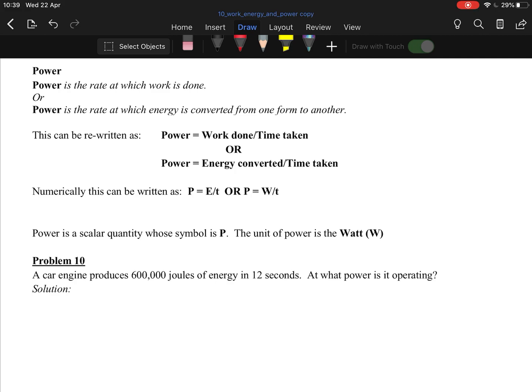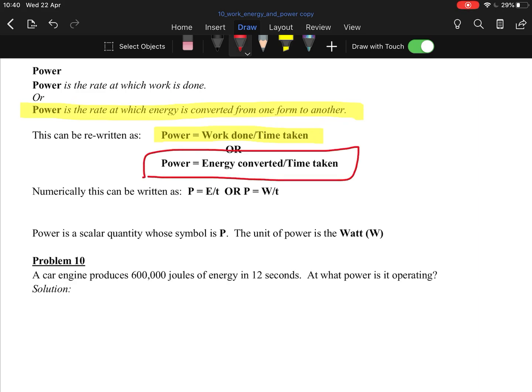Okay, power. Two definitions for power. Either one works. I always go with the top one. So what is power? Power is the rate at which work is done. Power is equal to work done divided by time taken. You can give this as your definition. The lower one you can give as well: it's the rate at which energy is converted from one form to another, but this is not in the log tables.